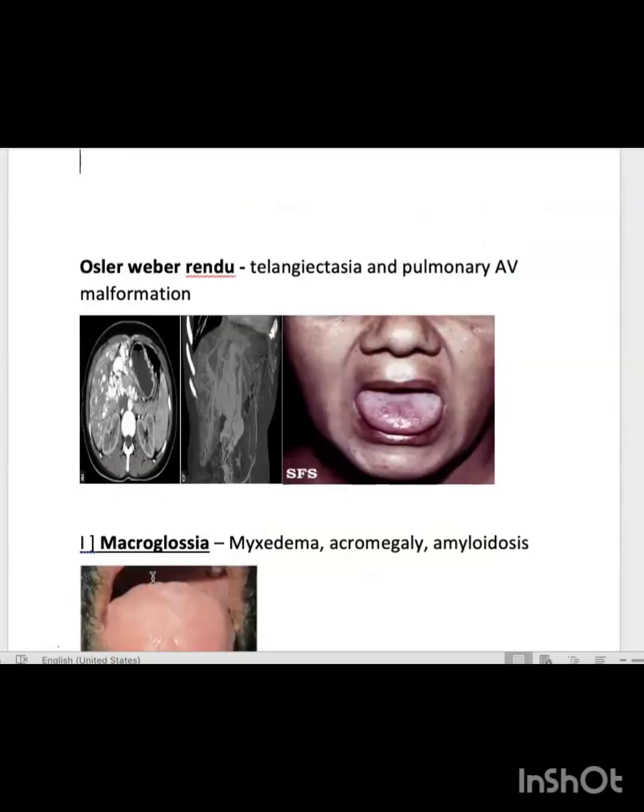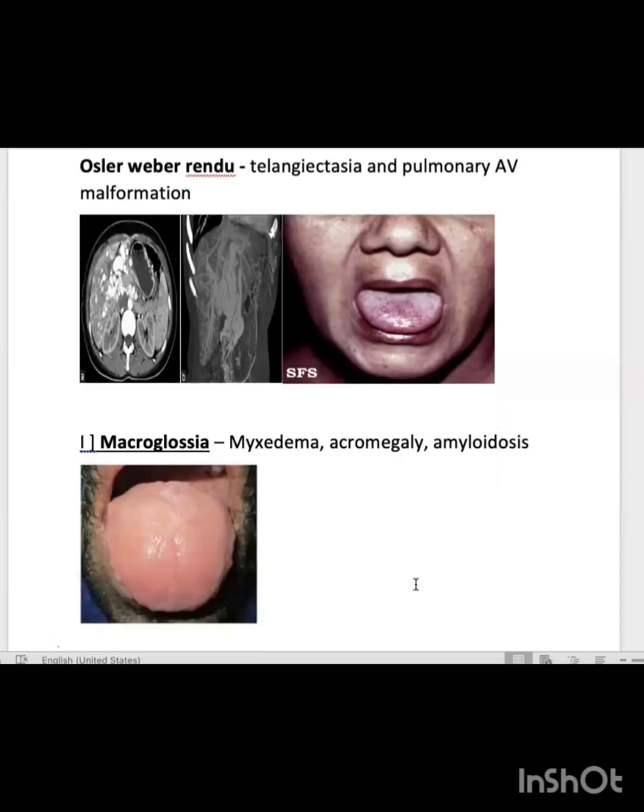And Osler-Weber-Rendu disease is characterized by telangiectasias and pulmonary AV malformation. Osler-Weber-Rendu disease presents with various forms which we will discuss when we come to them accordingly. But the basic difference is because people do sometimes mix them up. So, Peutz-Jeghers polyp, you get freckles, and Osler-Weber-Rendu disease, you get telangiectasias or dilated capillaries.